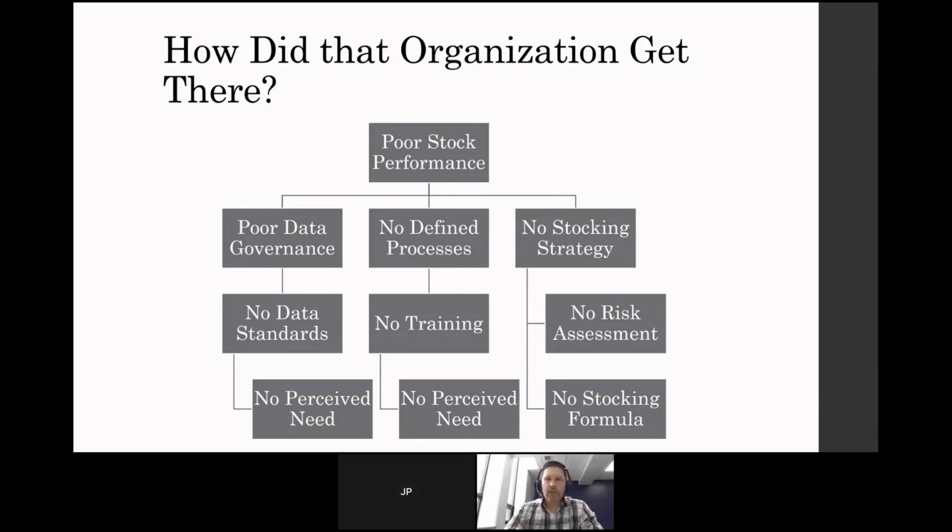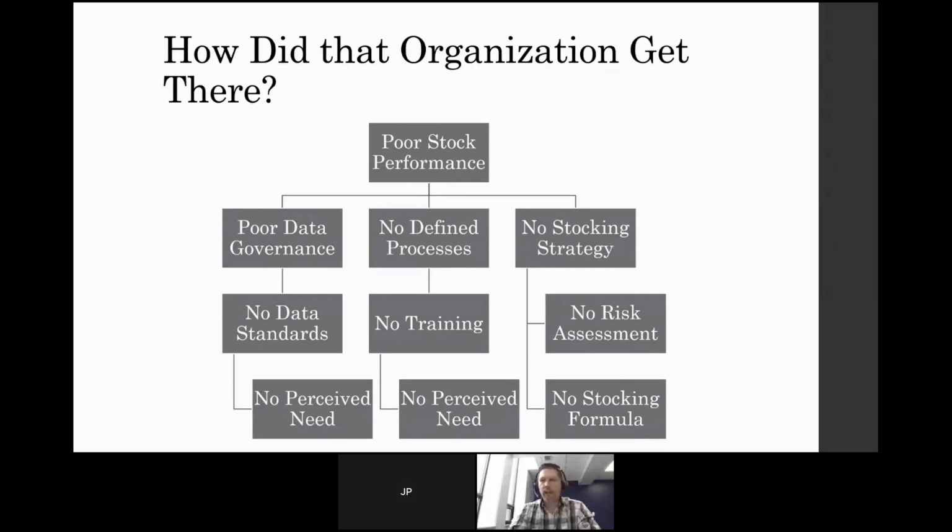Then we have no stocking strategy. How do we set our mins? How do we set our maxes? How do we evaluate if we're actually going to stock this or not? We ask ourselves why? Well, there's no risk assessment. There's no stocking formula. And then once again, we ask why there's no perceived need. All these key things come back to we rely on our tribal knowledge. This is the way we've always done it. As a result, we're not getting what we should out of our spare parts.